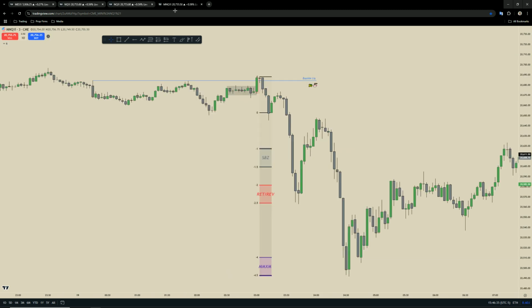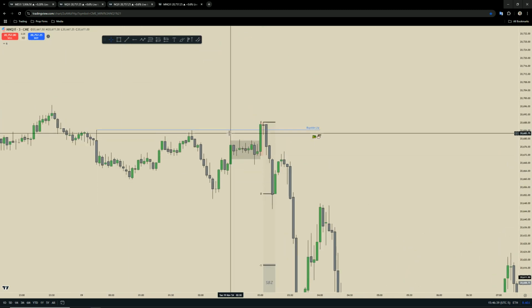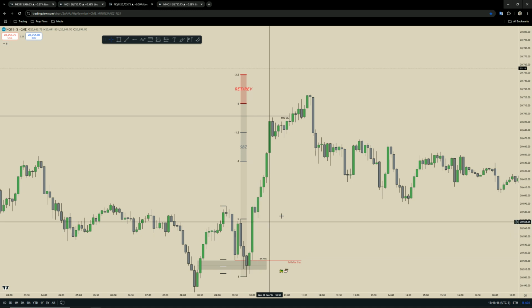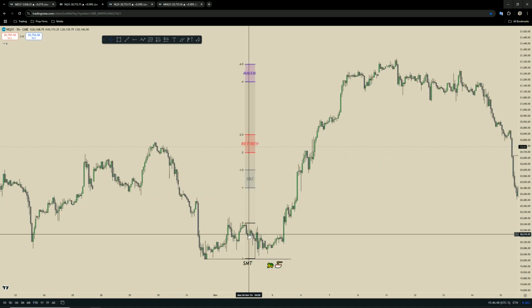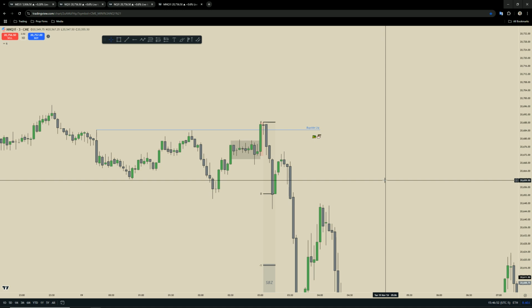I have one more example for you guys right here. We sweep this high. This will be your new dealing range. You're going to pull it from the most recent swing high to your swing low. Some people like to use it from wick to wick, and I know some people like to use it wick to body. So this was an example that I found for you guys as well.